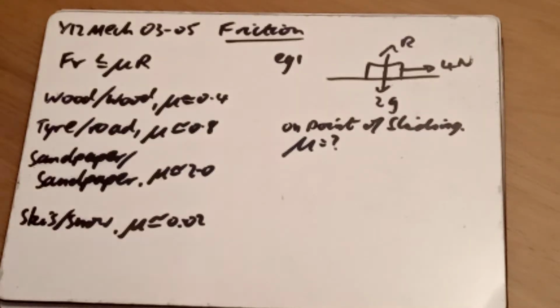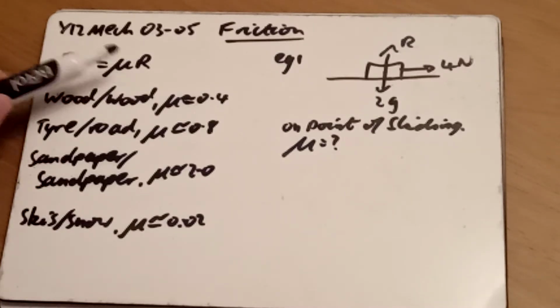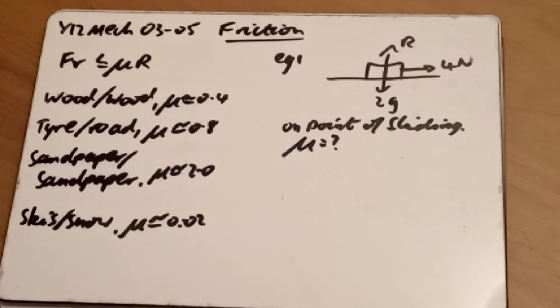Okay, today we're going to be looking at friction. Friction is obviously something that opposes motion, and strangely, friction is linked to the reaction force, and we actually have an inequality. Friction is less than or equal to mu R. Mu is just a constant, so it's some multiple of the reaction. Why is it less than or equal to?